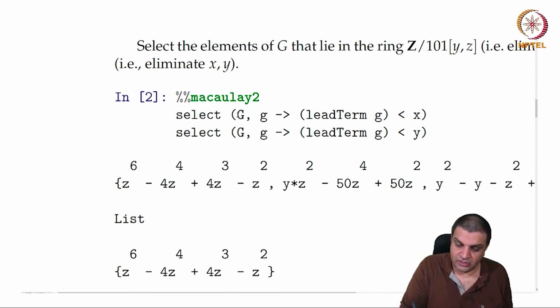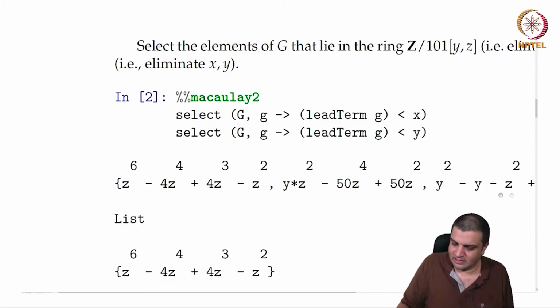So we are defining a function on the list G, capital G, and an element little g of that set gets mapped to this: lead term of g is less than x. This is a Boolean, either true or false. And what the select command does is it applies this function to every element of this list and picks out the ones for which the answer is true. So here it means pick out all the ones in which the lead term involves only y and z. Okay.